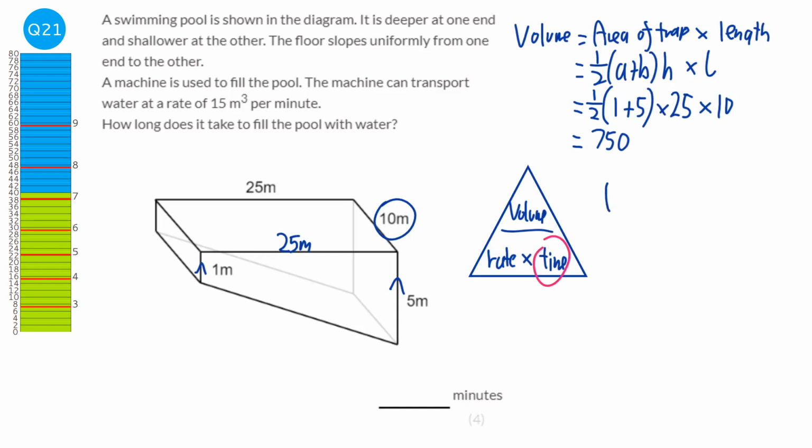So it will be time equals the volume, which is 750, over the rate, which is 15. So 750 divided by 15 is 50. So it will take 50, and let's have a look. It says per minute. So it would be 50 minutes.